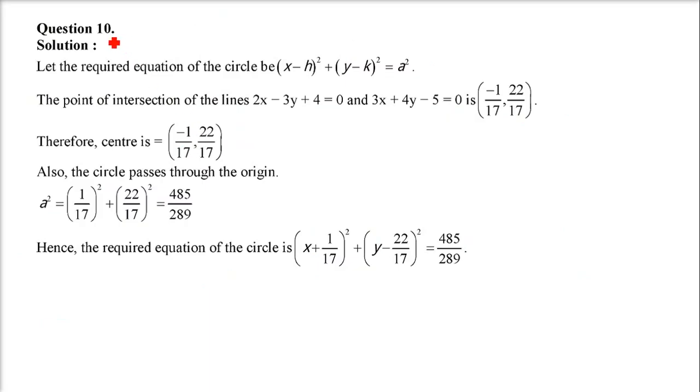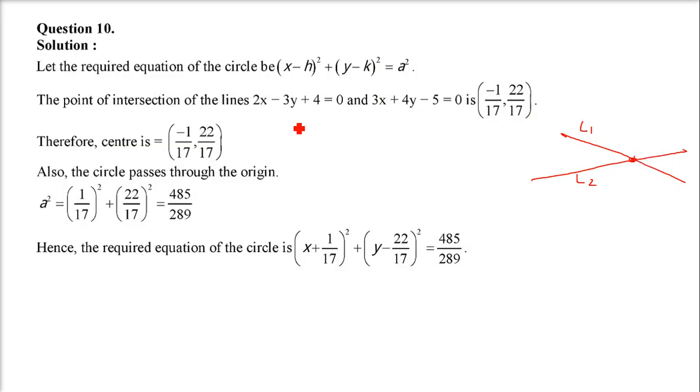Question number 10. A circle whose center is the point of intersection of the lines 2x minus 3y plus 4 equals 0 and 3x plus 4y equals 5 passes through the origin. Find its equation. So we have two lines. This is L1, this is L2. Now these two lines intersect here, and this point we have to find out.